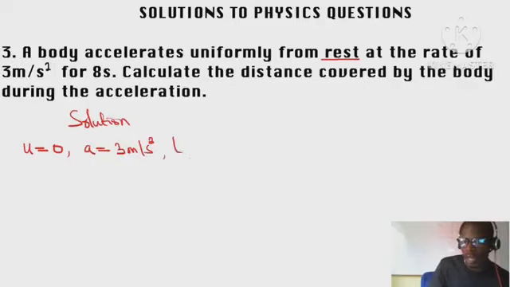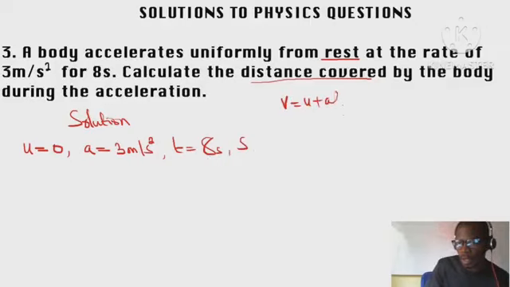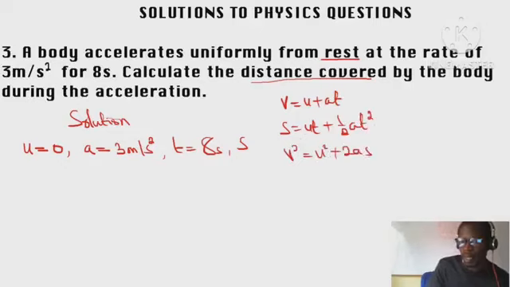And we are given the time. The time is 8 seconds. And you are asked to calculate the distance covered, that is x. Now, when you look at the equations of motion, we have the first equation of motion, v equals u plus at. We also have x equals ut plus half at squared, and we have v squared equals u squared plus 2ax.